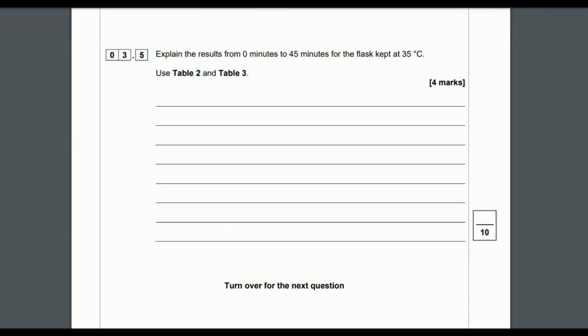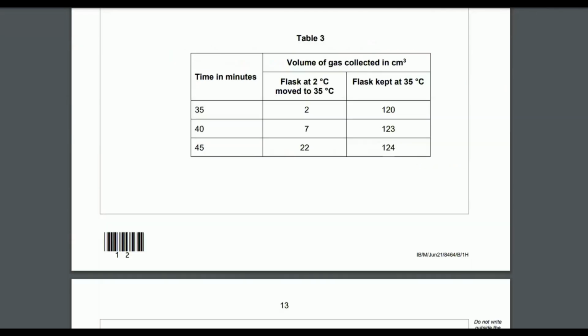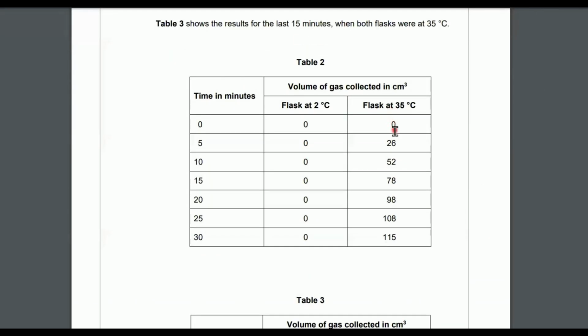3.5. Explain the results from 0 to 45 for the flask kept at 35. Right. So at 35, we've got the same business going on. What we can see here is 35 degrees is close to the optimum temperature, lots of kinetic energy, lots of collisions between the active site and the substrate. So we've got lots of gas being produced.